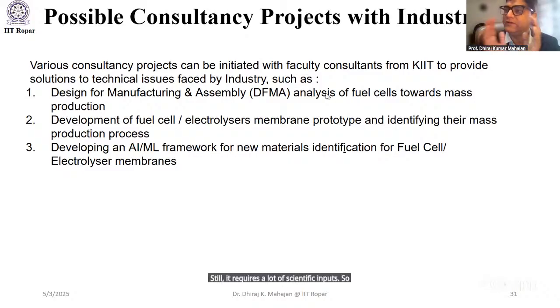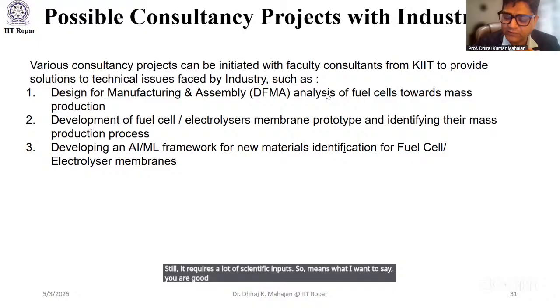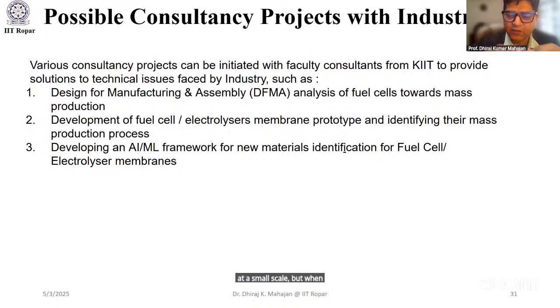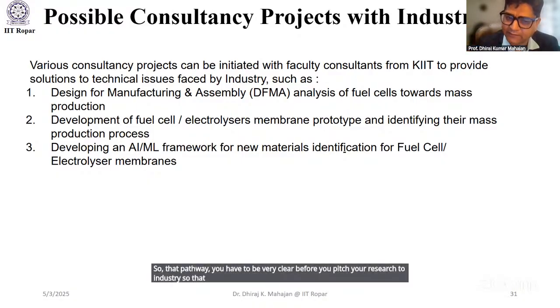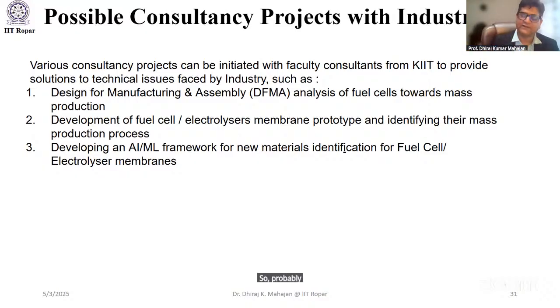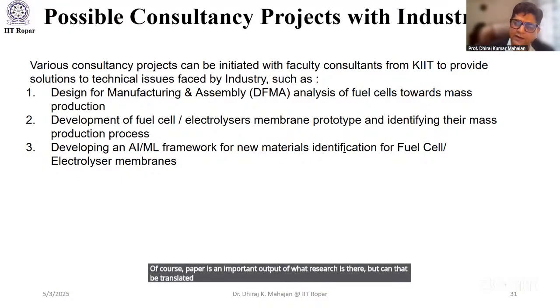What I want to say is that you are good in your research, which has application at a small scale, but when you go to industry, you have to map how your small scale research, like proof of concept, can be directly applicable to them. You have to be very clear about that pathway before you pitch your research to industry so that they show interest. That thought process has to come to our faculty members: they should not only target a paper. Of course, a paper is an important output of research, but can that be translated to industry application?